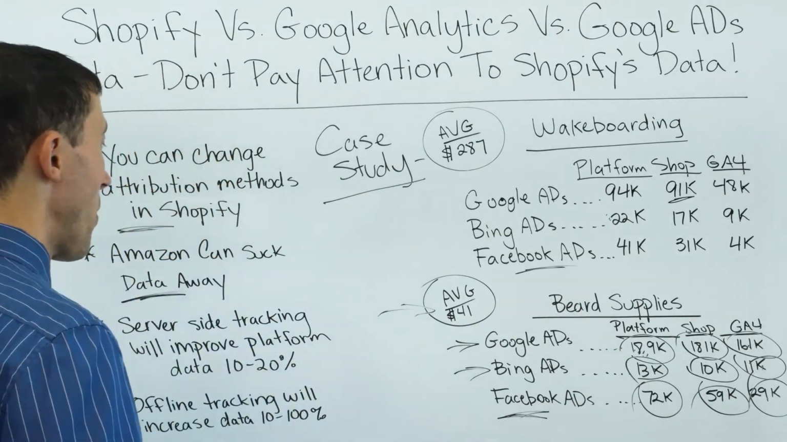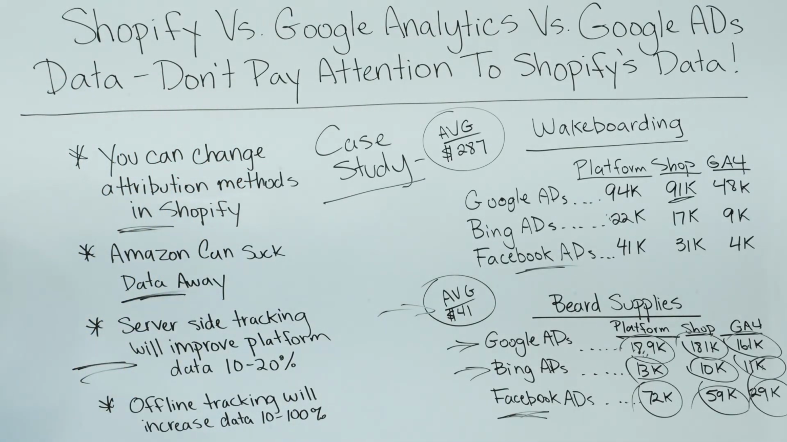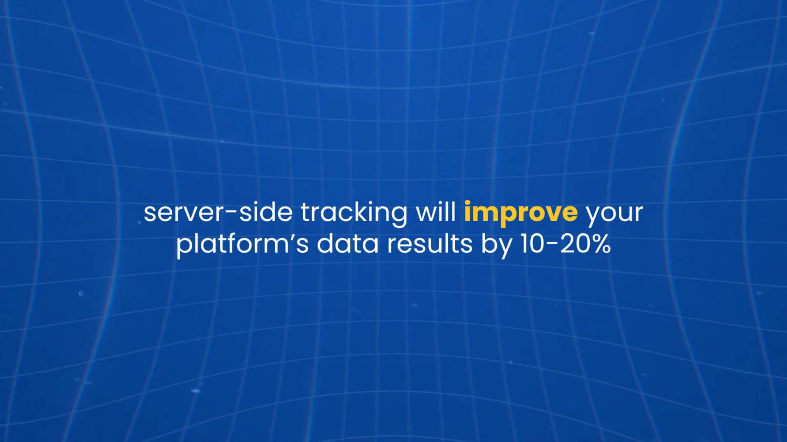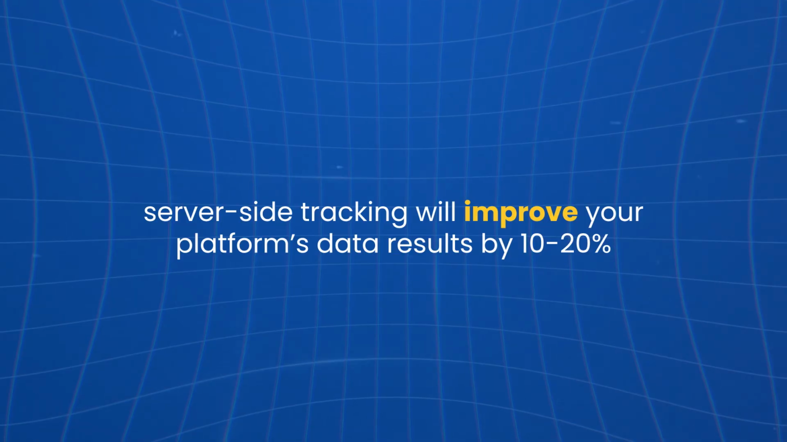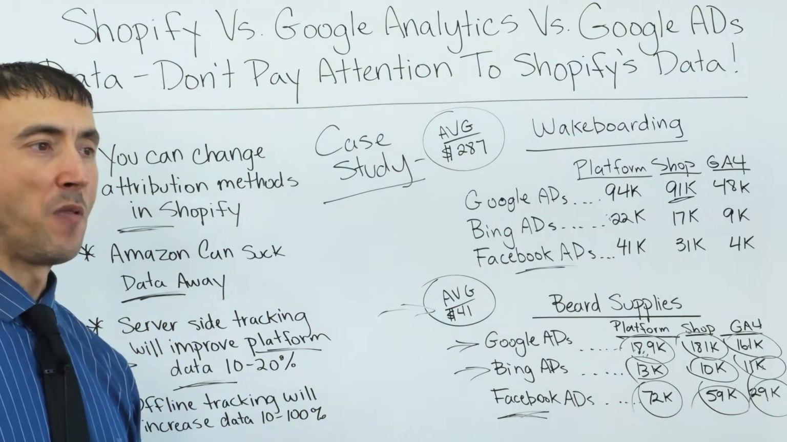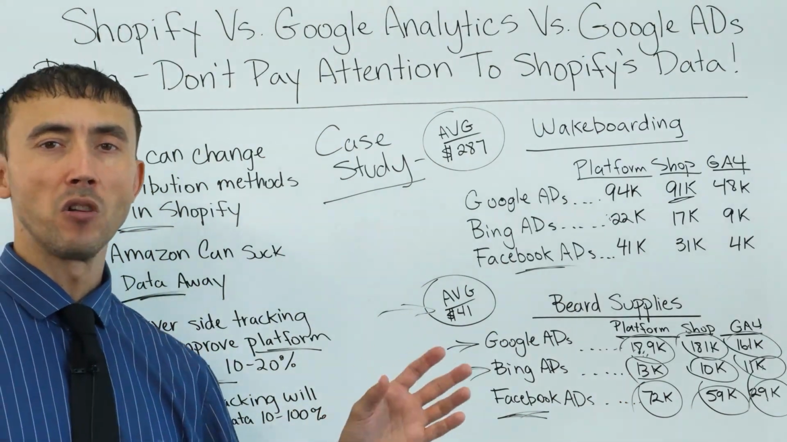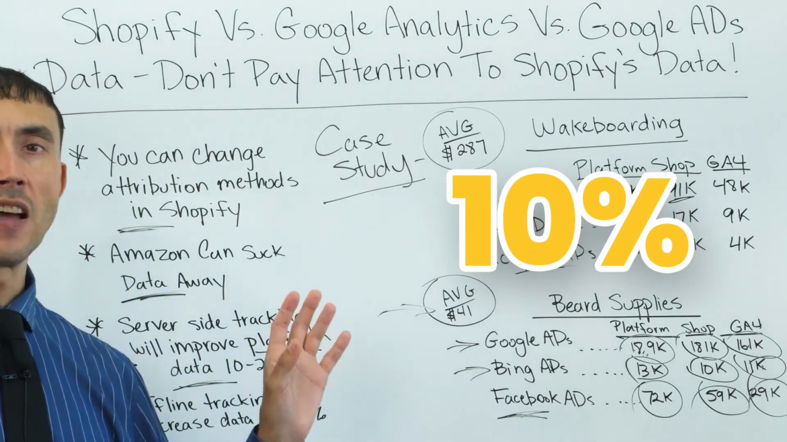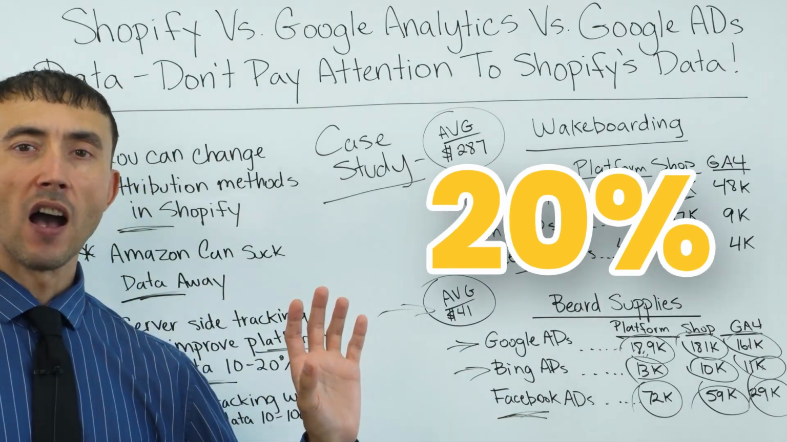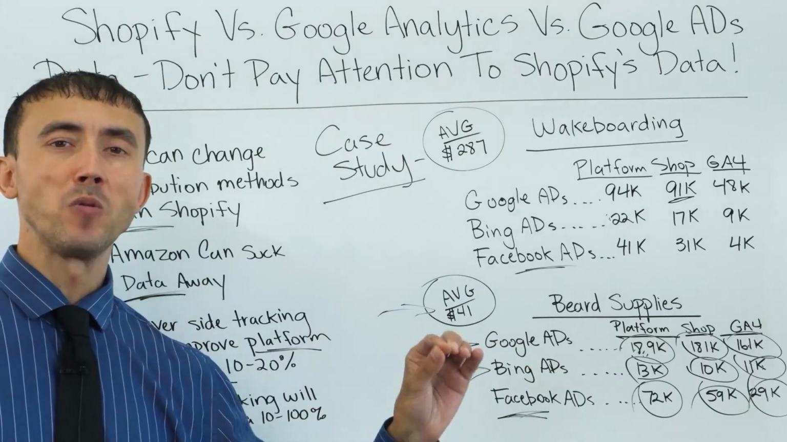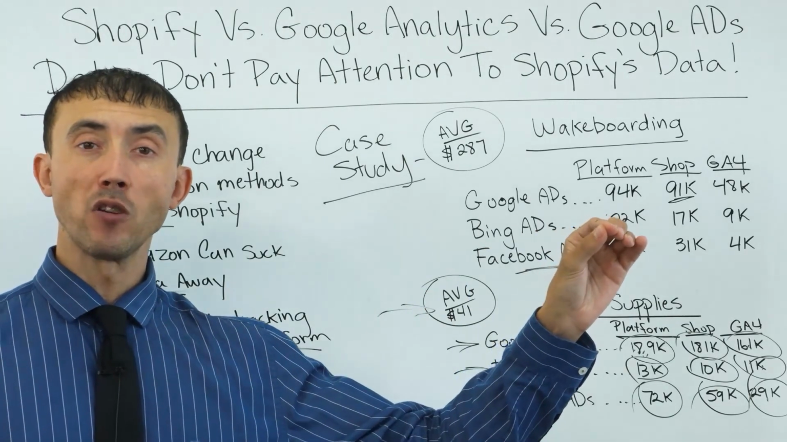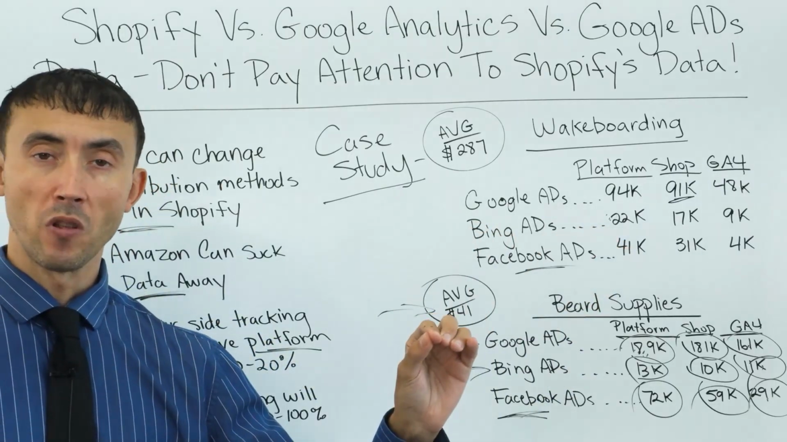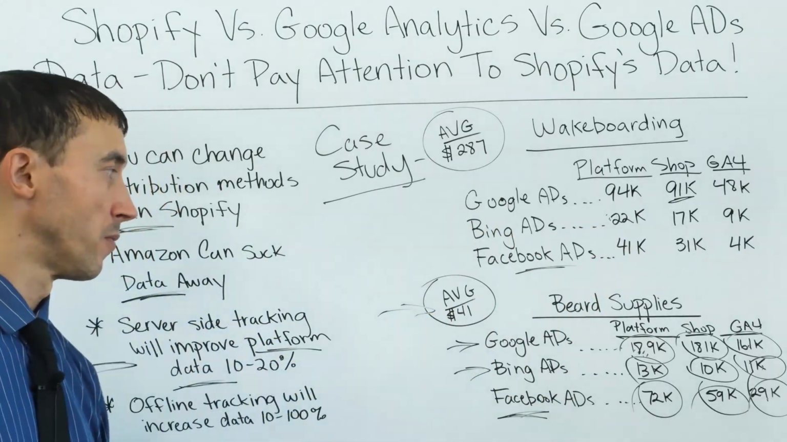So, for that matter, getting back to what I was mentioning here, server-side tracking, as I mentioned before, will improve your platform's data results by 10 to 20%. If you use enhanced conversion tracking now on Google Ads, 10%, if not 20%. So, as I mentioned, all ad platforms undercount. It's just a matter of how much. It'll undercount more with a higher average transaction size and less with a lower average transaction size.